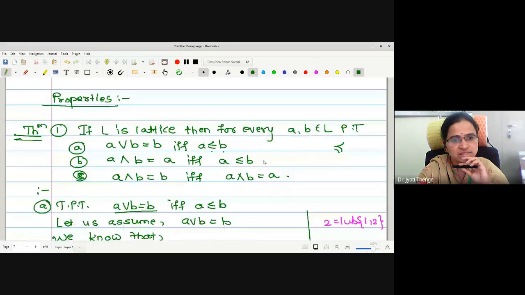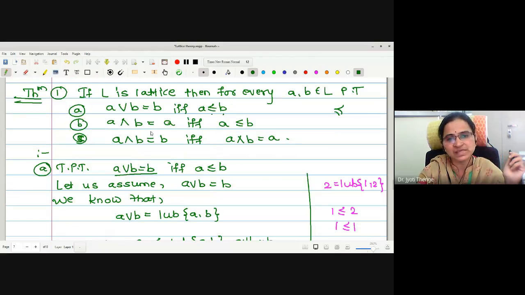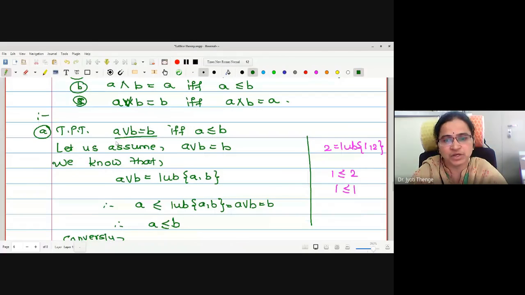These are the properties we are going to prove. L is a lattice. Then for every A, B in L, prove that A join B is B if and only if A precedes B. A meet B is equal to A if and only if A precedes B. Third one is A meet B is equal to A if and only if A join B is B.